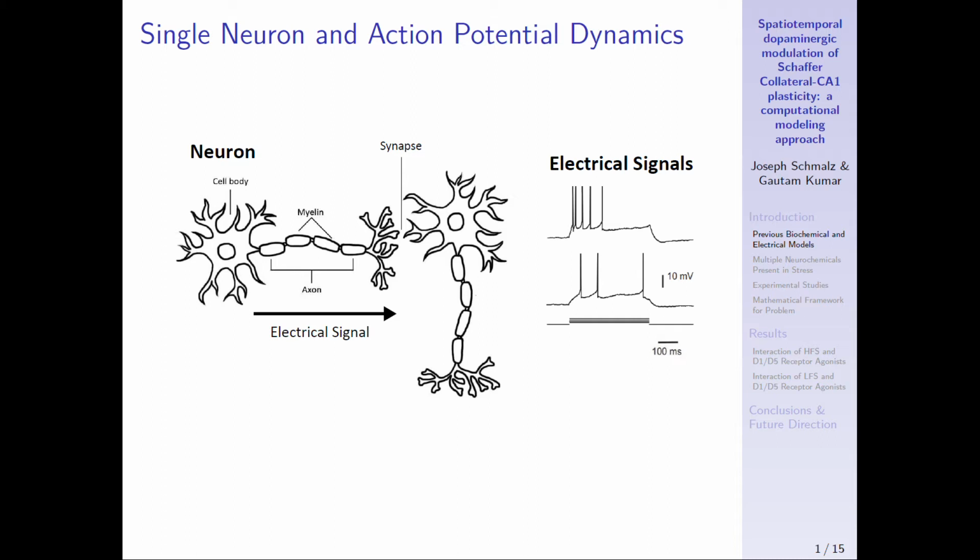Here, at the end of the axon, the spiking neuron sends information to another neuron through the release of neurotransmitters. As you can see in the plots on the right, with multiple action potentials, this occurs very quickly, on the order of milliseconds.